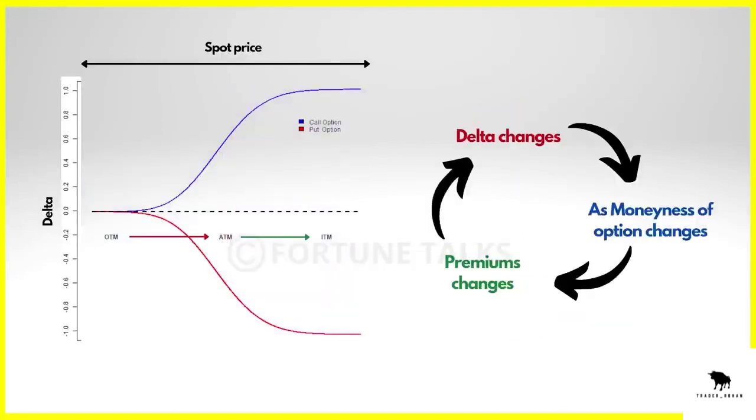So what we can infer from this information is that as the option strike changes from OTM to ATM to ITM, the delta changes, therefore the premium changes, and the options start to mimic the underlying, meaning that for every rupee change in the underlying value, the option premium will also change a rupee. Let's take a few examples to understand these concepts better.